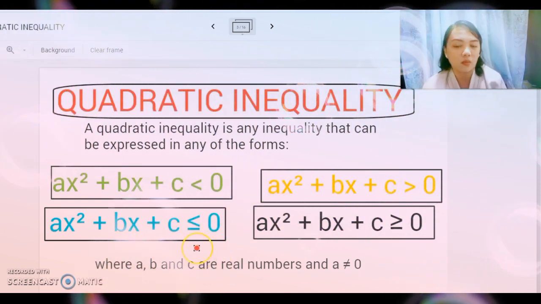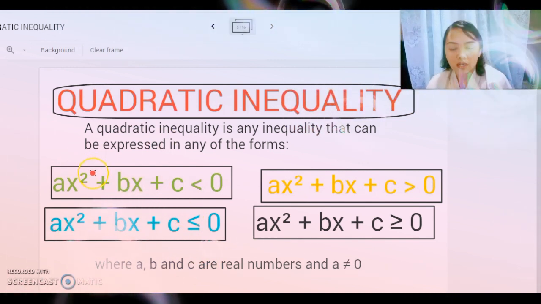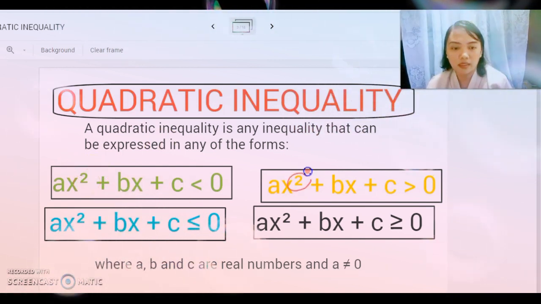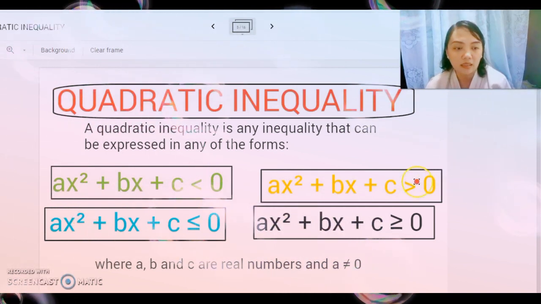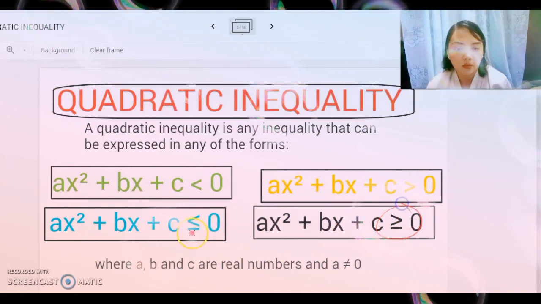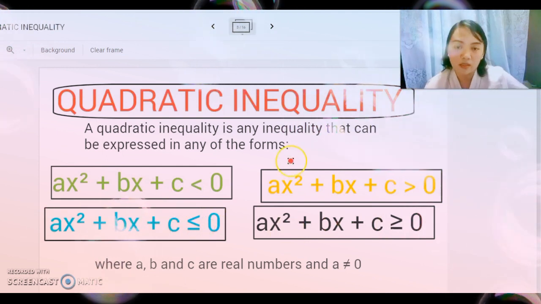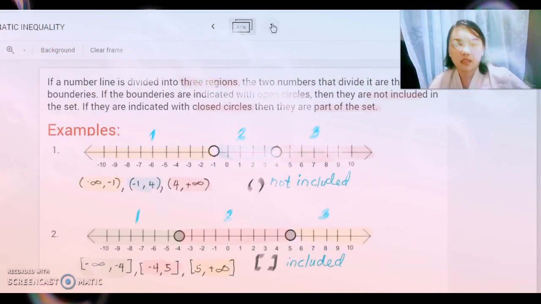Kagaya lang ng quadratic equation. Basta meron siyang highest exponent or ang degree niya is 2, and then merong inequality sign. Ito yung less than or equal. Ito less than or equal. So yun lang ibig sabihin ng quadratic inequality.